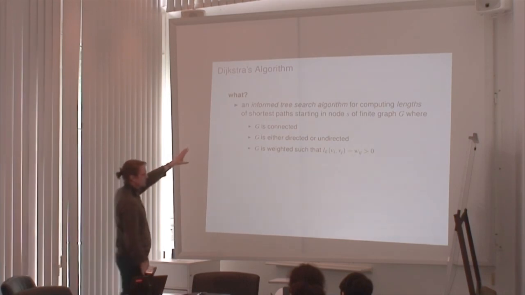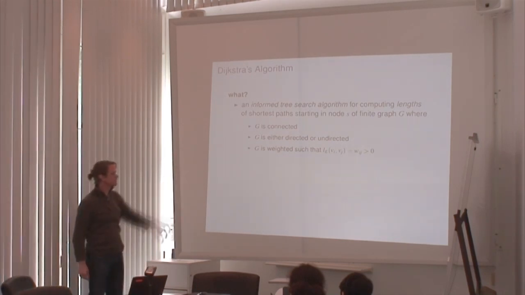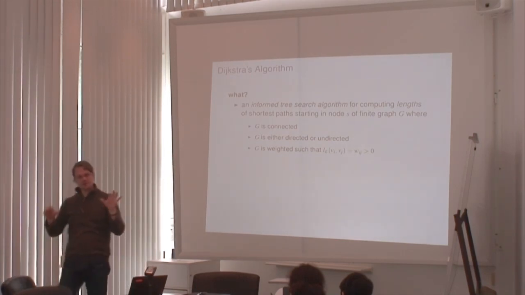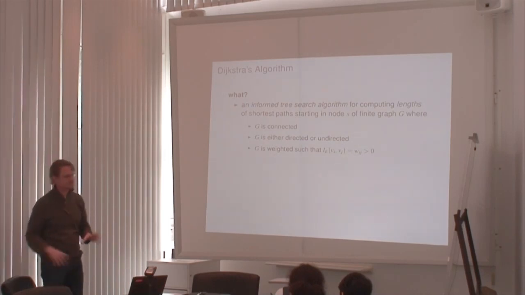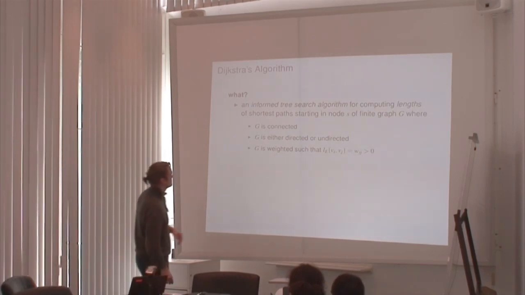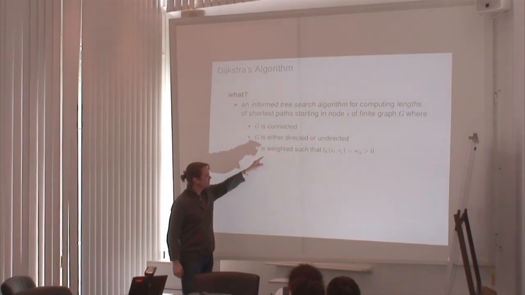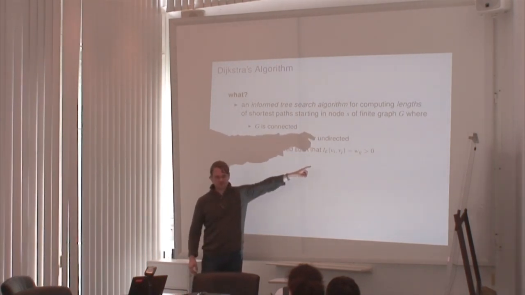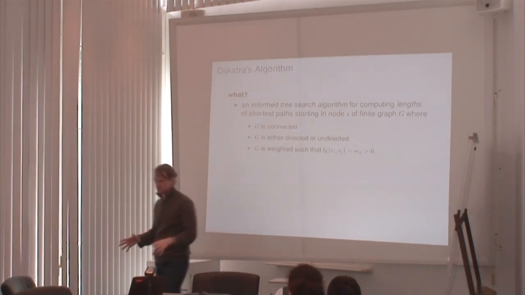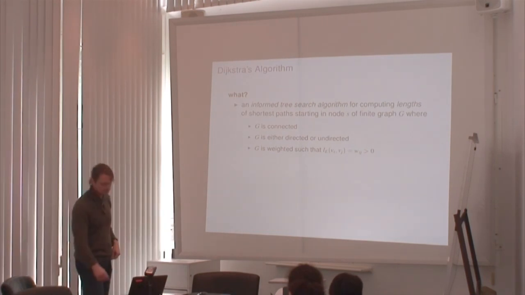The graph has to be connected, can be directed or undirected, and it must be weighted. And we now know what that means, right? So therefore I had to go through it. In particular, we require that the weights are larger than 0. This is something we need here. So they have to be larger than 0.